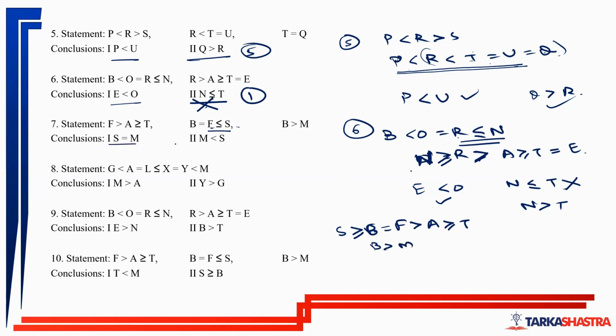Now they want the conclusion between S and M. So we write it like this. So what we have, S equal to M. Wrong, because the equal to sign has been missed here. Then we have M less than S. M less than S is correct. Very nice. If S is greater than M, the equal to sign has been missed here, so M less than S is correct. So second one is correct, which is option 2.